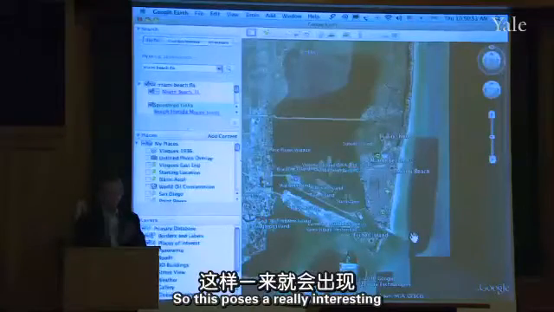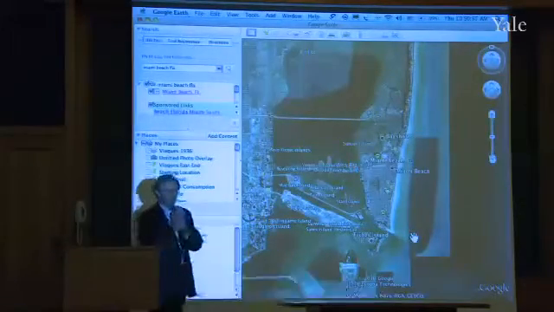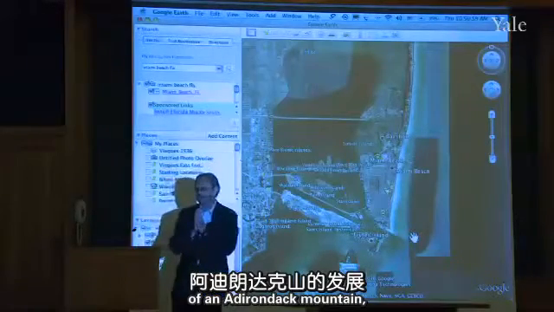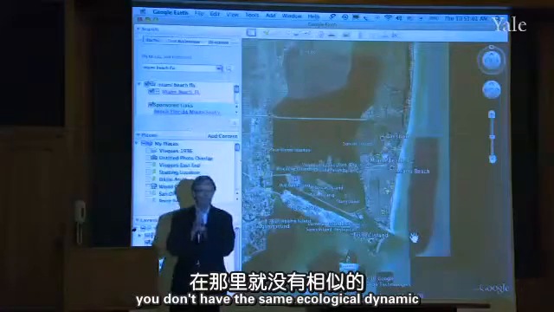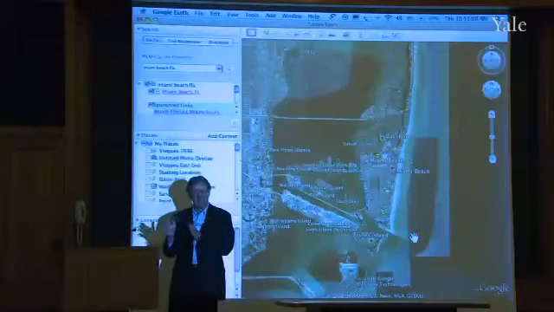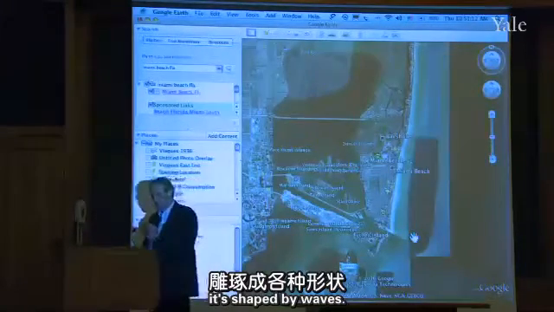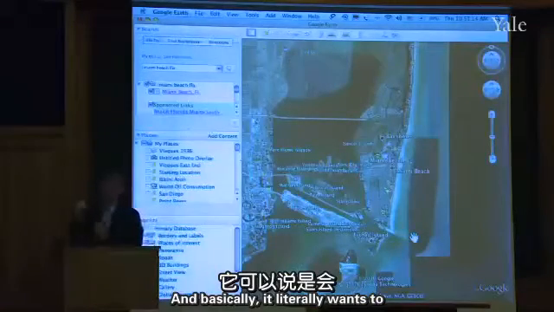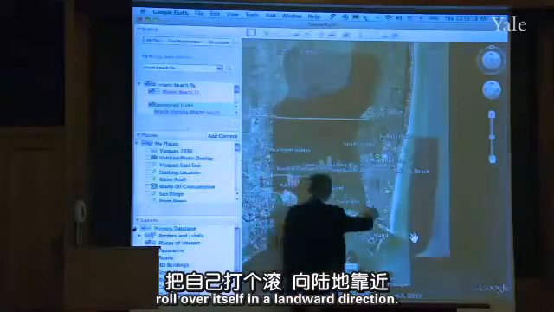So this poses a really interesting kind of legal problem. You know, if you're managing the development of an Adirondack mountain, you don't have the same ecological dynamic going on as you do here, because this is basically just a big pile of sand, and it's shaped by wind, it's shaped by waves, and basically it literally wants to roll over itself in a landward direction.